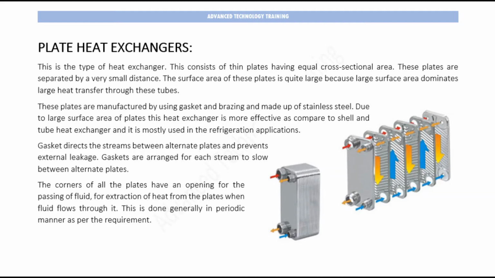Gasket directs the streams between alternate plates and prevents external leakage. Gaskets are arranged for each stream to flow between alternate plates. The corners of all the plates have an opening for the passing of fluid, for extraction of heat from the plates when fluid flows through it. This is done generally in a periodic manner as per the requirement.